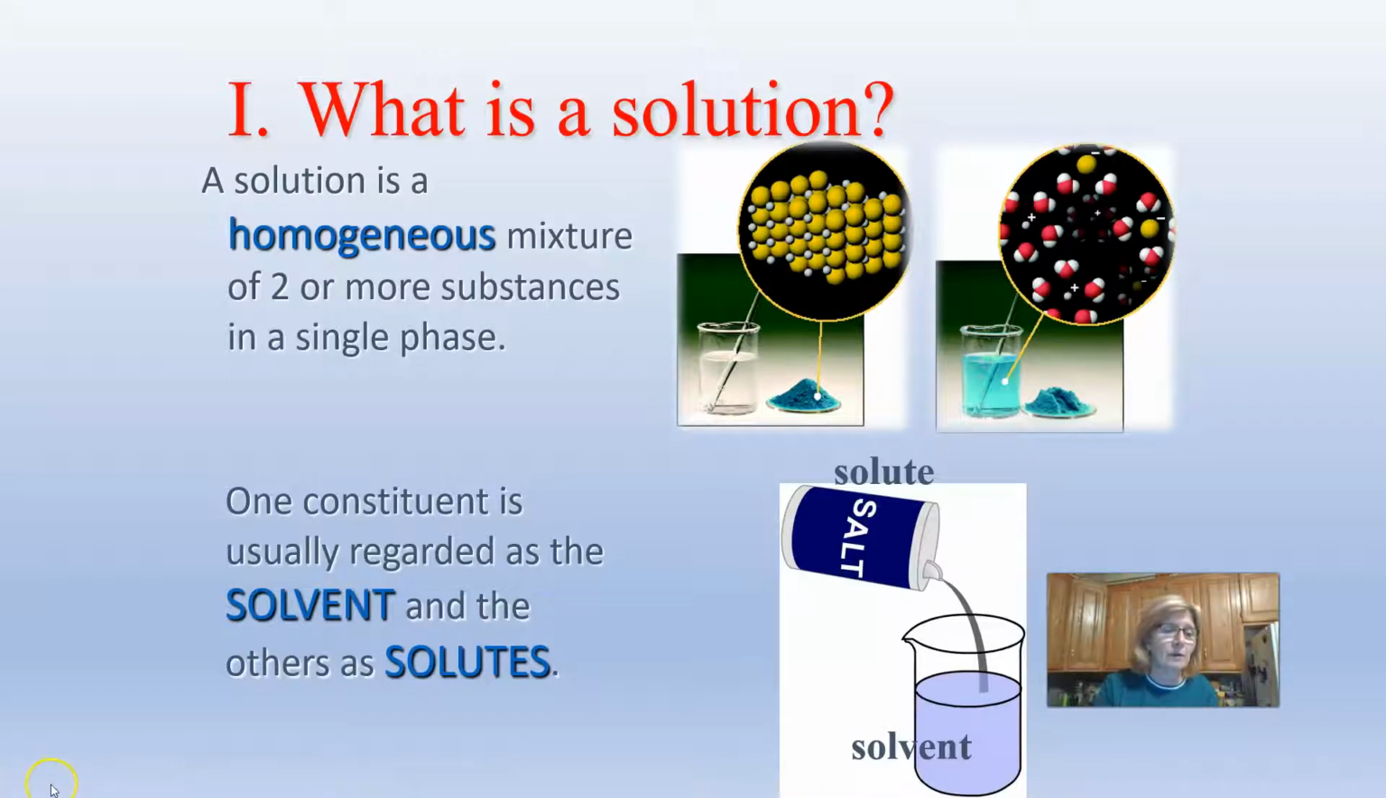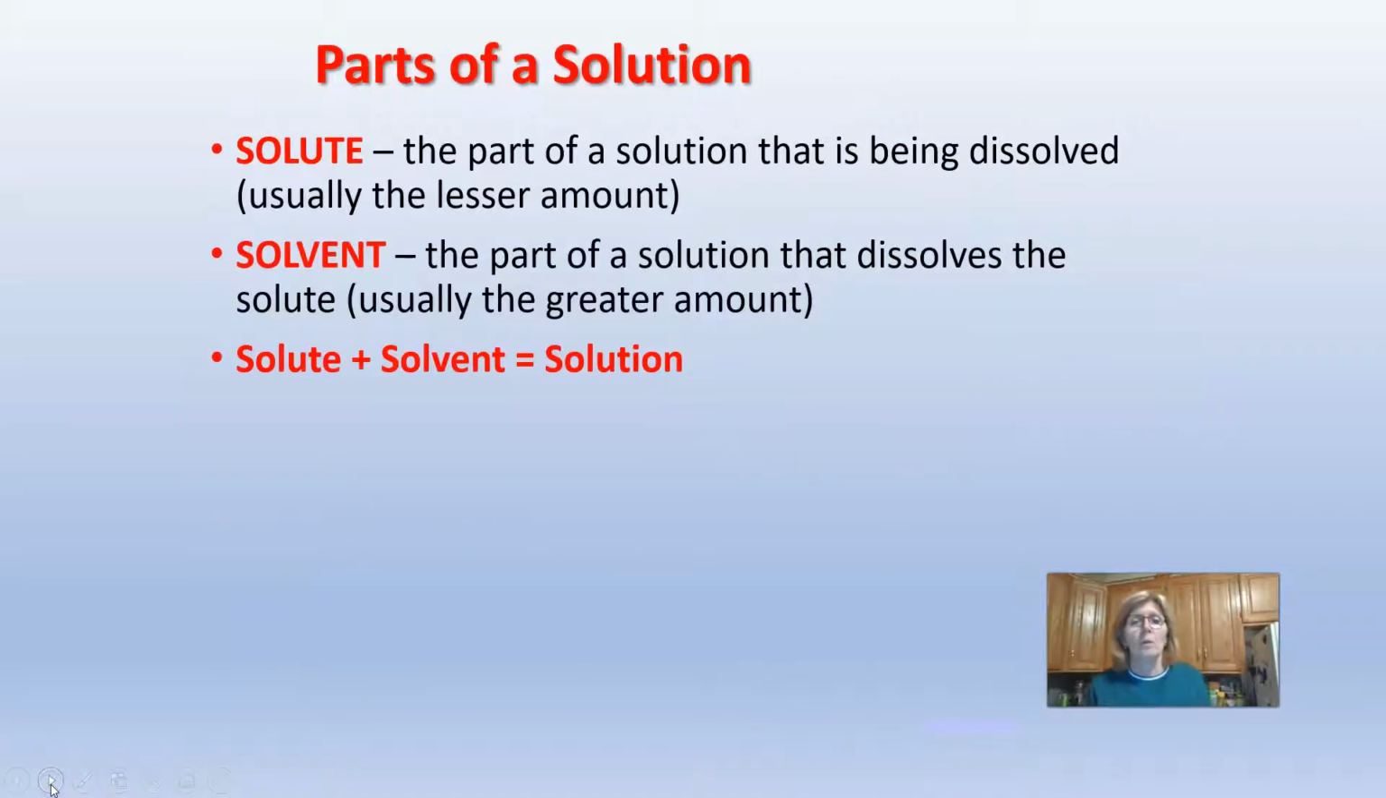Okay, let's move on to the next one. We have different parts of a solution. We have the solute, which is the part of the solution that's being dissolved. Then we have the solvent, and that's the part that dissolves the solute. Okay, so a lot of S words in here. So we have solute plus solvent equals a solution.